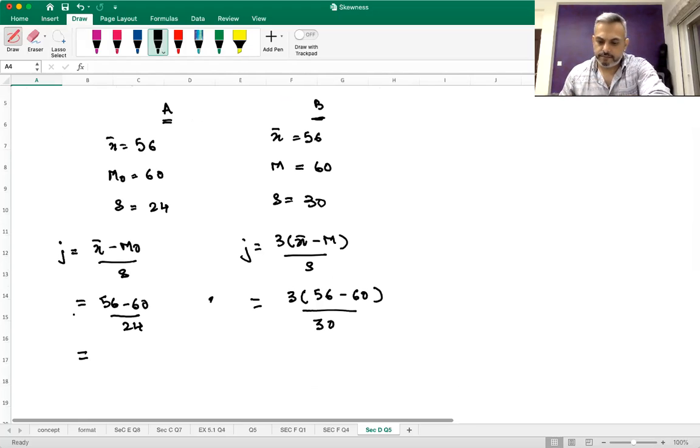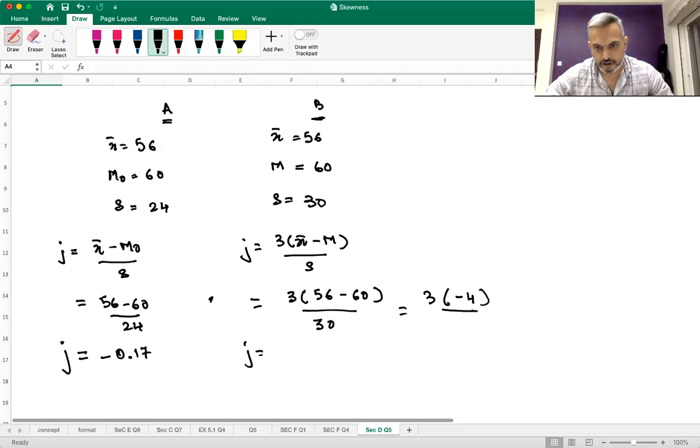So it is 56 minus 60 is minus 4 divided by 24, minus 0.16666, which is equal to minus 0.17. J is equal to that over here, and over here J is equal to, let me solve this further, 3 in the bracket minus 4 upon 30.